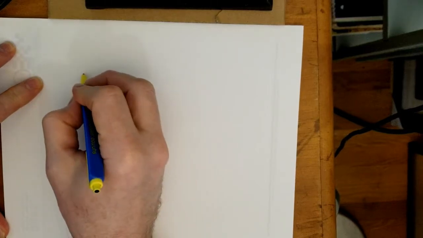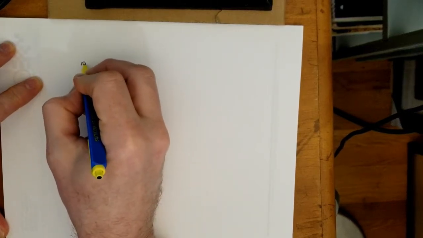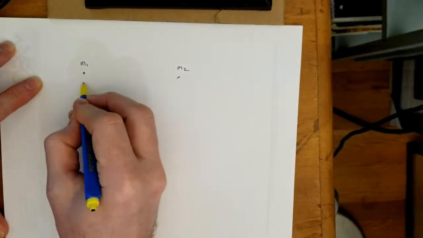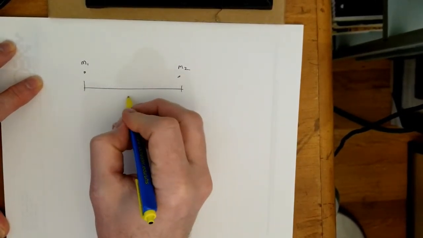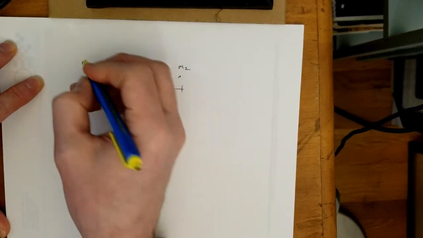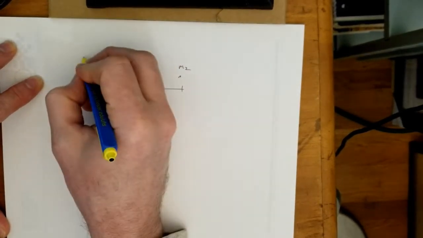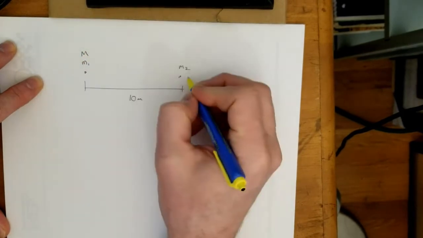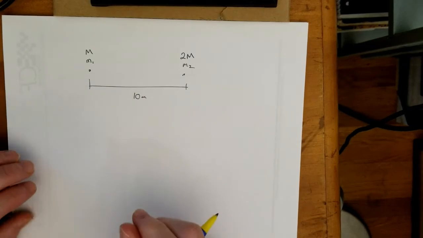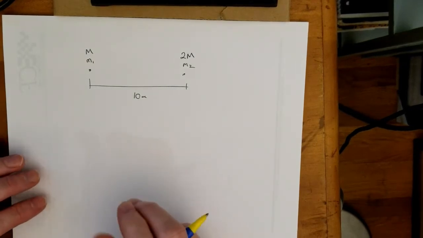Let's work through a problem. If I've got a mass 1 here and a mass 2 here, and let's put them a distance of 10 meters apart, and we'll make this mass m and this mass 2m. A question is, where can I put another mass so that it will be in equilibrium?